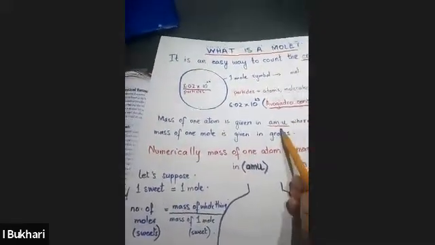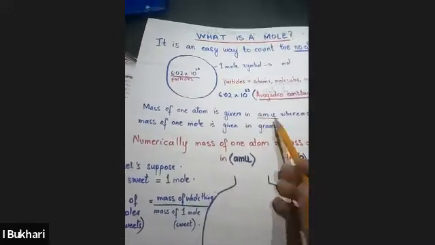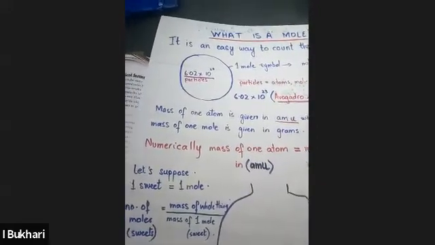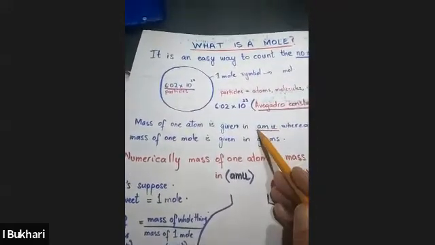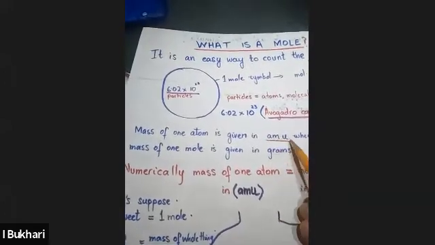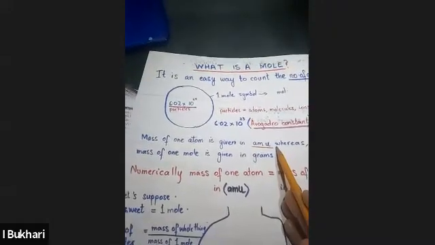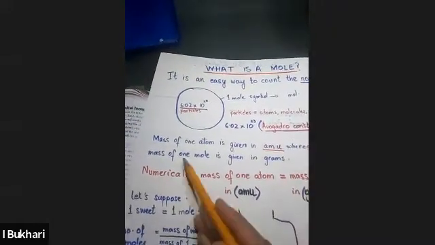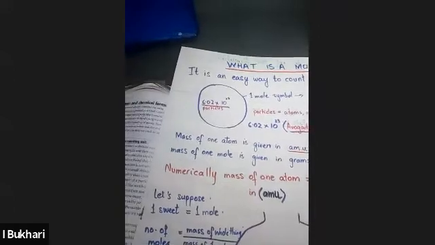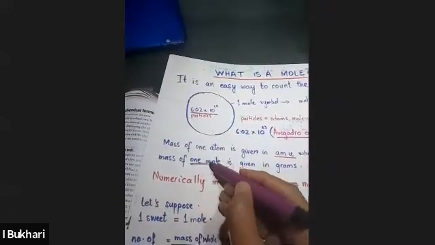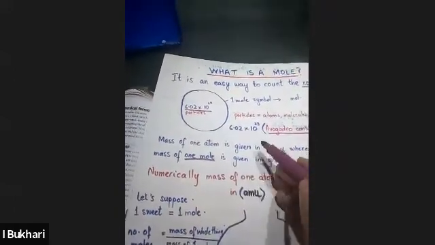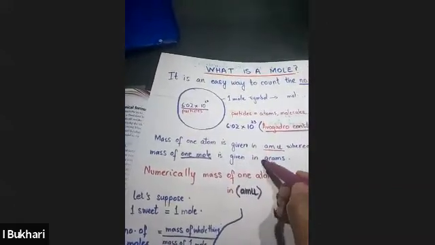Now, when I was talking about the relative atomic mass, which is mentioned in the periodic tables, I told you that the unit is atomic mass unit. Mass of 1 atom is given in atomic mass unit. Whereas when you talk about the mass of 1 mole, it is the same mass, numerically, but the unit is now grams.